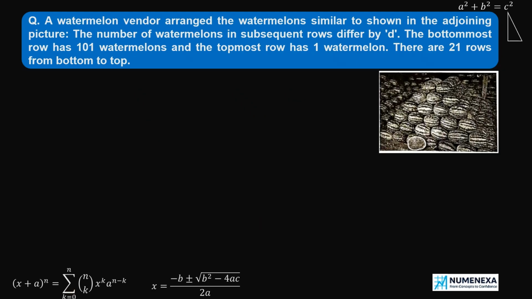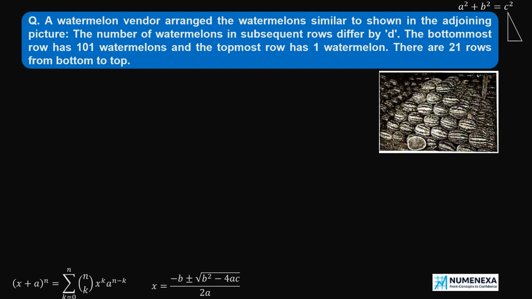The next case study question. A watermelon vendor arranged the watermelons similar to that shown in the adjoining picture. You can see it's in the form of a pyramid almost. The number of watermelons in subsequent rows differ by D.